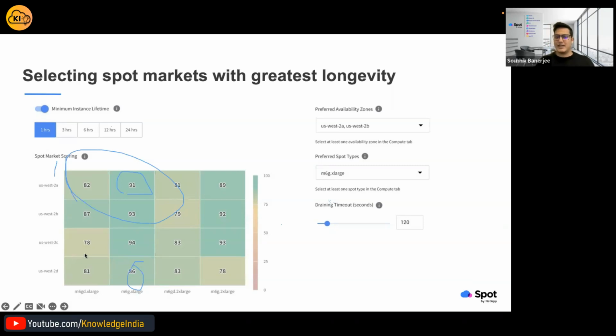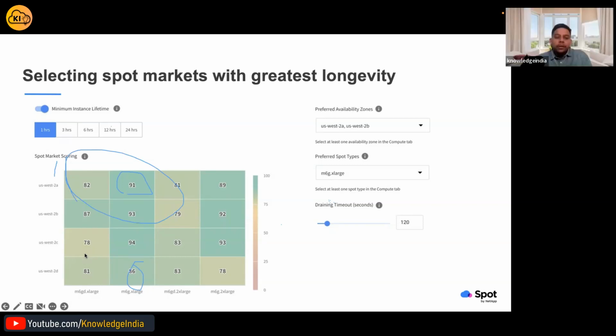But yes, your question is right. Even if I'm selecting 10 different instances, spot markets tend to change, right? If the score is 91 now, maybe tomorrow the score goes down, and the score of US West 2B comes up at that point in time. If you have selected that particular instance, obviously again Elastigroup will make sure the best instance is launched.